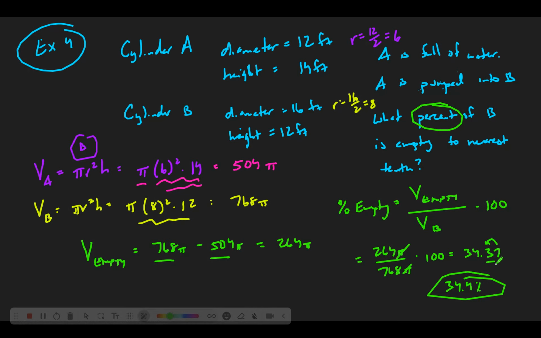On Delta Math, there's a cool graphic that they show you. So you can take a look there when you do those problems. But this again just boils down to 2 cylinders.